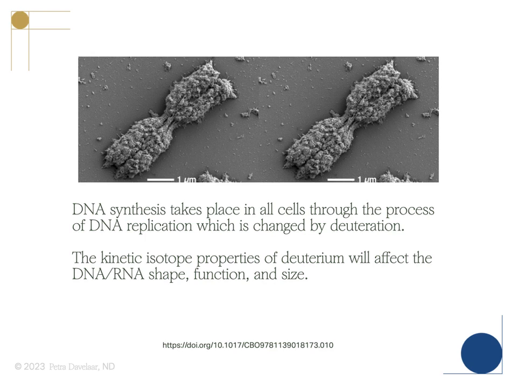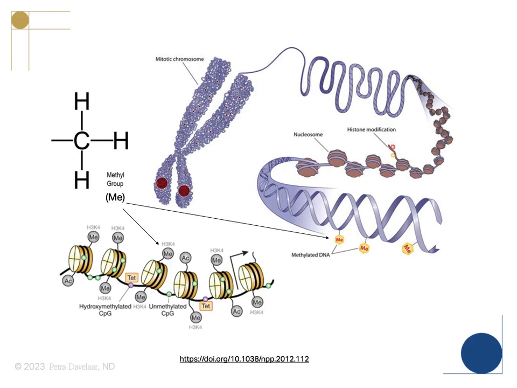DNA synthesis takes place in all cells through the process of DNA replication and is changed by deuteration. The kinetic isotope properties of deuterium will affect the DNA and the RNA shape, function, and size. Nucleotide and histone modifications can be altered by deuterated methyl groups. The increased bonding strength affects the efficiency of DNA methyltransferases and DNA repair enzymes.